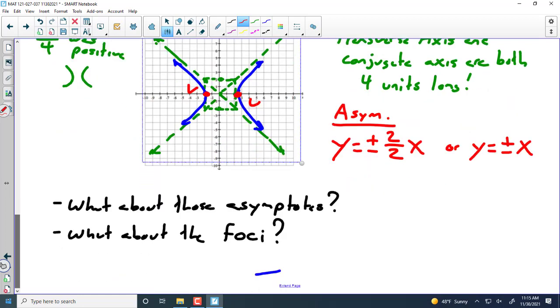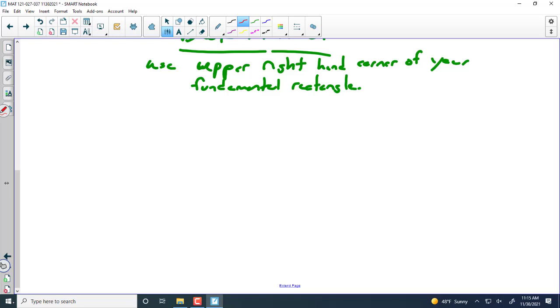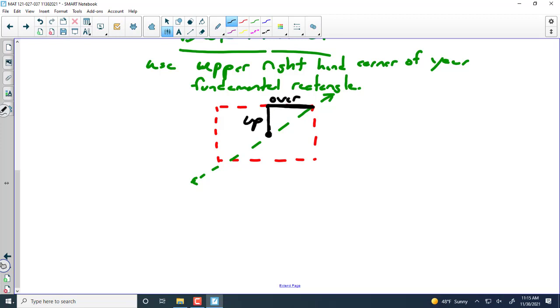That is how we find the asymptotes. You look at your fundamental rectangle. You go up. And you go over. And you get your answer.